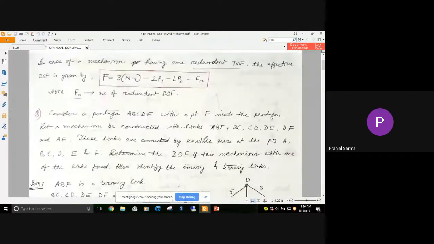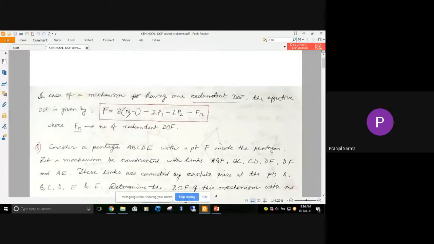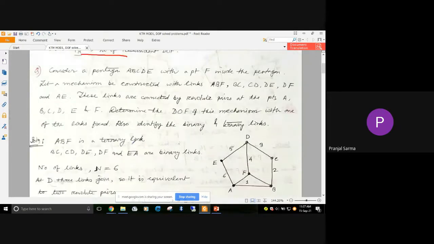So we are going to use this equation: F equal to 3 into n minus 1 minus 2 p1 minus 1 p2. And sometimes some redundant degrees of freedom are also there in the mechanism, as we have shown in one of the classes. When we get redundancy, that is not giving rise to any motion, or not affecting the motion, then we call that degree of freedom a redundant degree of freedom. If redundancy is there, that also we just eliminate. So this is the final equation you can consider that we are going to use. After this, was there any confusion, any problem?